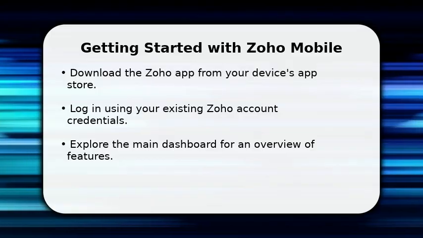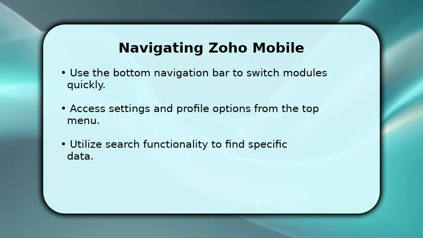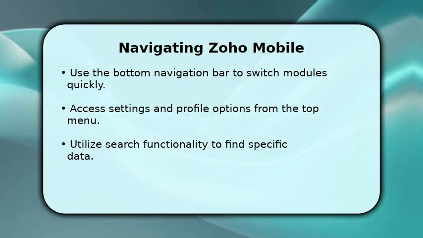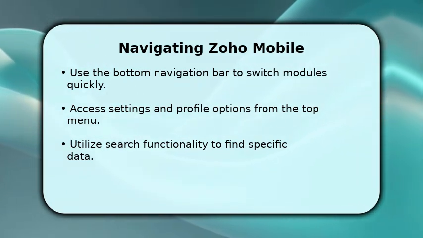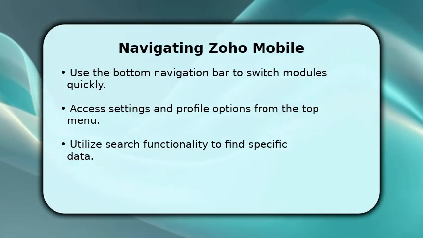After logging in, you'll see the main dashboard, which provides a quick overview of your key information and accessible features. Navigating the Zoho mobile app is intuitive. You'll find a convenient navigation bar at the bottom of your screen, allowing you to switch between different modules like CRM, Mail, or Books with a single tap.